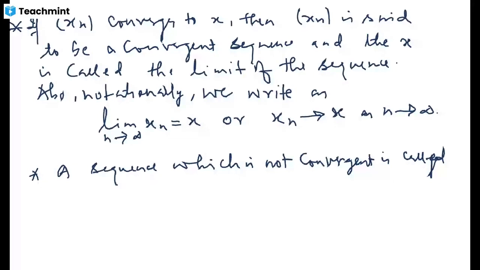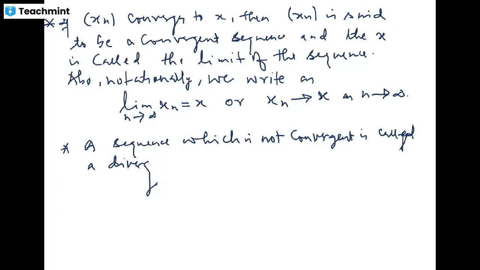This is called a divergent sequence. So we have a truth now: a sequence is either convergent or it is divergent. We don't have any other behavior.